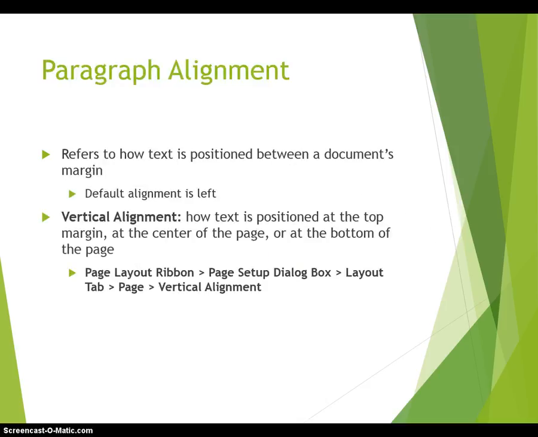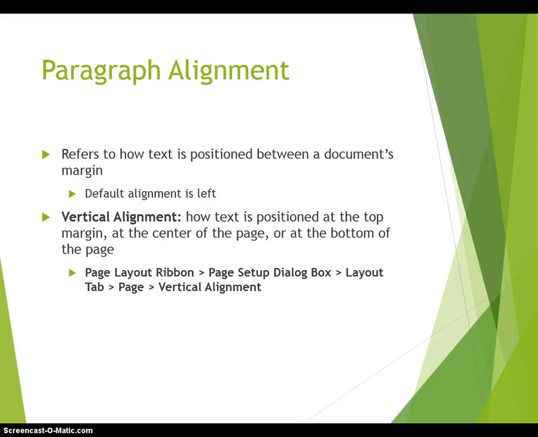Paragraph alignment is how your text or paragraphs are aligned on your document. You have two types: horizontal alignment and vertical. Horizontal alignment is the alignment between the left and right margins of your document, and it is represented by left, center, right, and justified alignment. Vertical alignment is how your text is aligned according to the top and the bottom of your document.